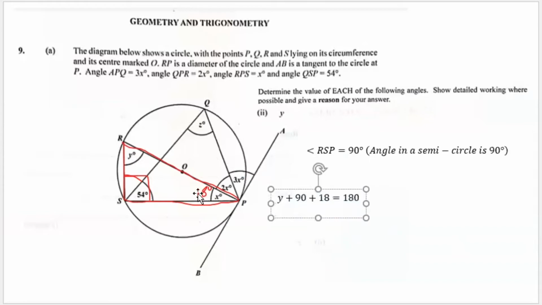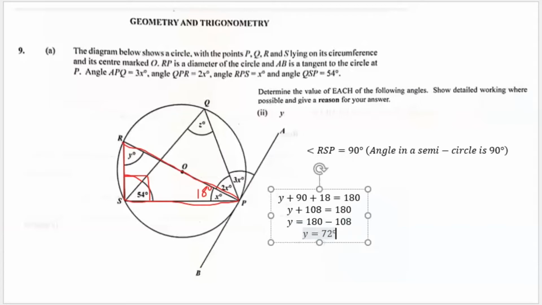And now we can say, therefore, y plus 90 plus 18 would give us 108, is equal to 180 degrees. So therefore, y is equal to 180 minus 108. So the 108 was adding here, so when it comes across, it is subtracting. And therefore, y is equal to 72 degrees.